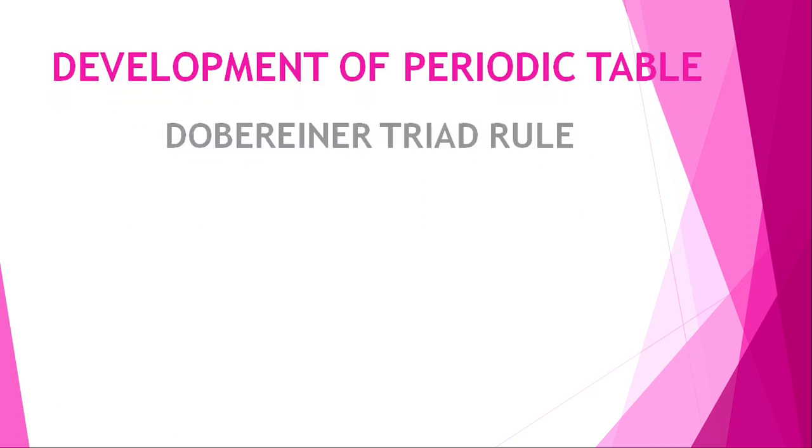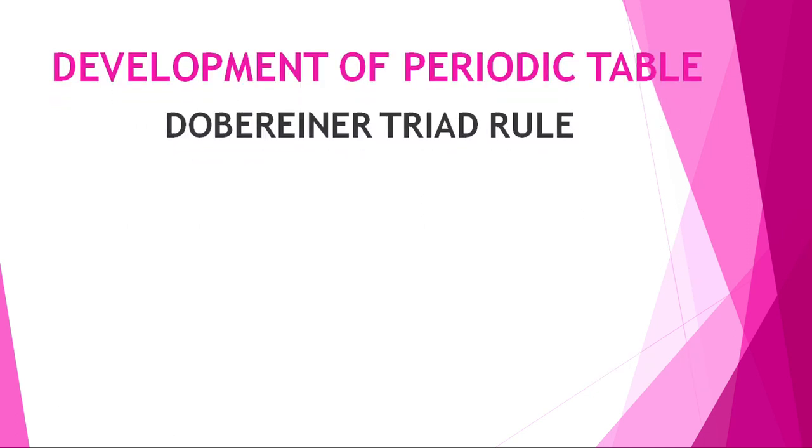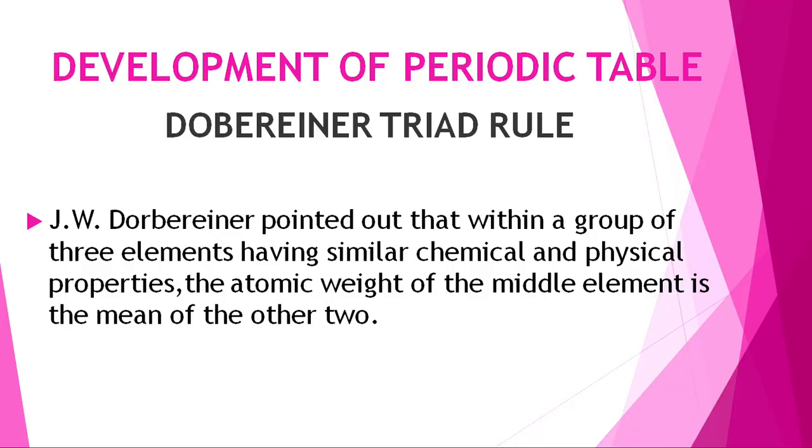So, let's begin with how the development of the periodic table started. The first scientist, although there were so many scientists doing research at the same time, who is important is J.W. Dobereiner. He made the triad rule, and according to that rule, he said that if there is a group of three elements which have similar physical and chemical properties, then the atomic weight of the middle element is the average of the first and third element. I will show you how it happens.